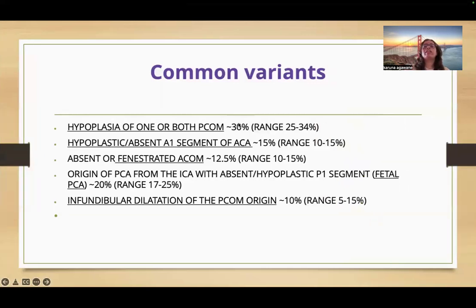Some of the common variants which are seen are hypoplasia of one or both PCOMs, which is very commonly seen in routine scans. Then the hypoplastic or absent A1 segment of the ACA, which is also commonly seen. Absent or fenestrated ACOM, and origin of the PCA from the ICA with absent or hypoplastic P1, also known as the fetal origin of the PCA, or infundibular dilatation of the PCOM origin.